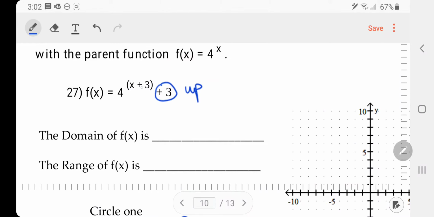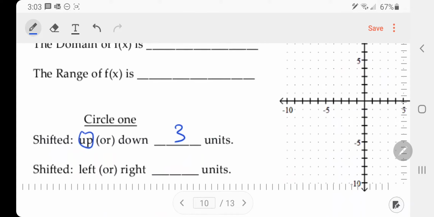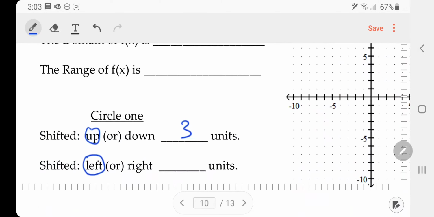Then notice we have a number that is added directly to x, and we're going to call that inside the function because it's part of the exponent here. This is an exponential function, and any number added or subtracted directly to the x inside the function, that is a horizontal shift. Plus is left, minus is right. So since it's a plus, it's going to go left. How far to the left? 3 units.